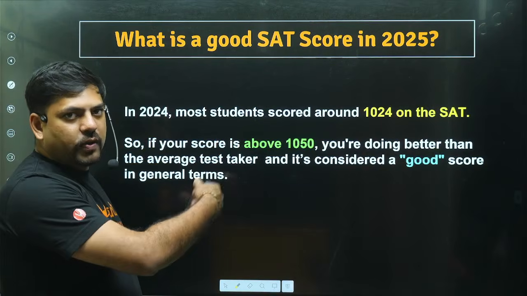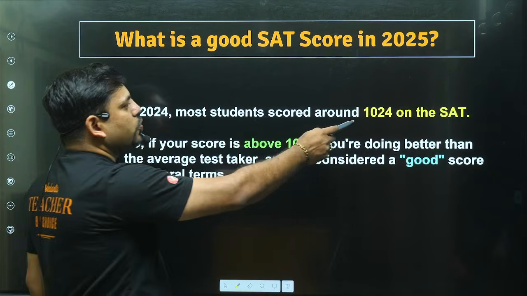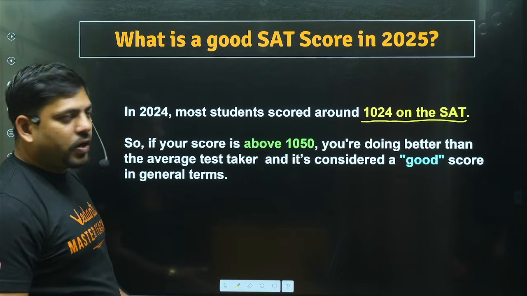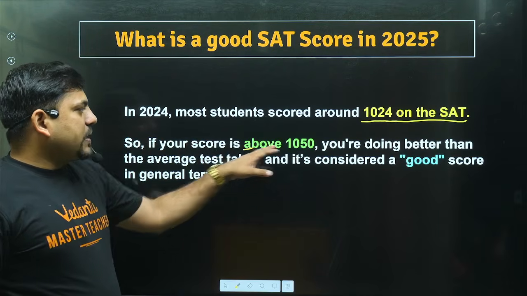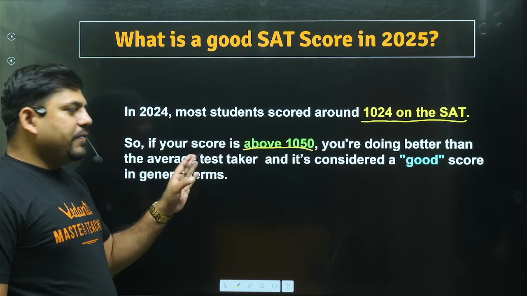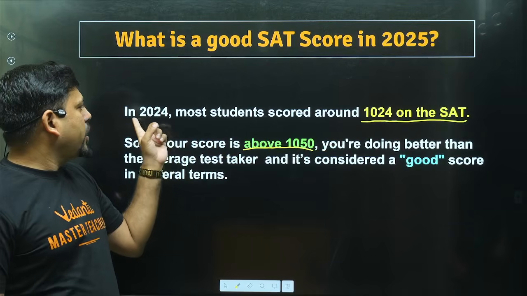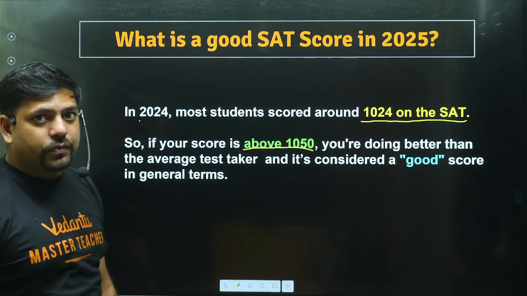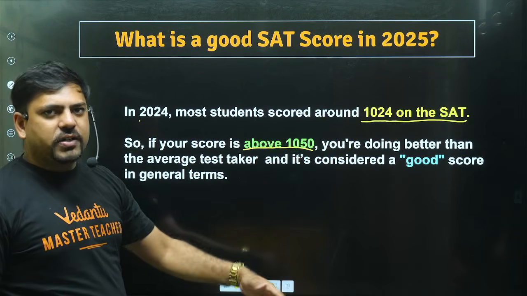So 1024, 1010 I showed you there. 1024 on the SAT is considered acceptable, not very good. So if your score is above 1050, you're doing better than the average. So this is the average. In 2024, most students scored 1024. So that's the average of 2024. If you're doing above that, this means you are above average.